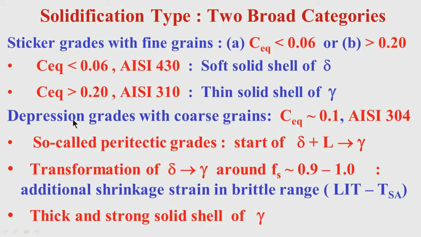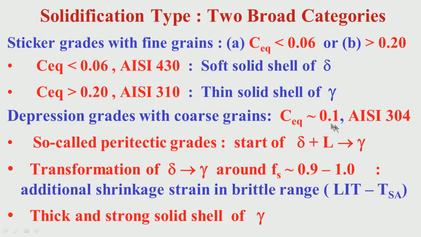But what is going to happen for the depression grades? What are the depression grades? I have mentioned depression grades with coarse grains. I have also mentioned that if there is depression, the surface is rough, and surface rough means there will be air gap between the solid shell surface and the mold surface. Because of this, the heat transfer is low, and consequently the cast grains are coarse, dendrites are having coarse structure. So, what are those chemistries?